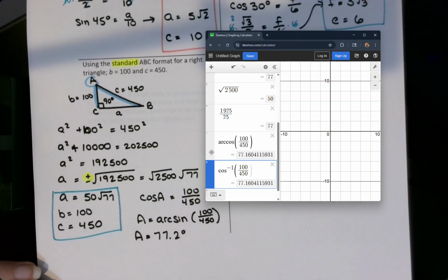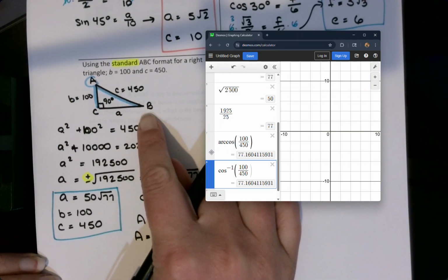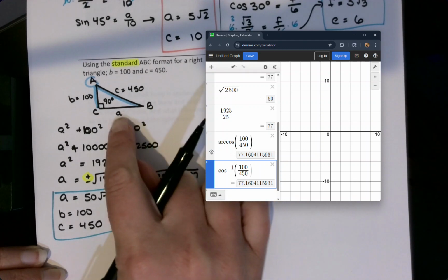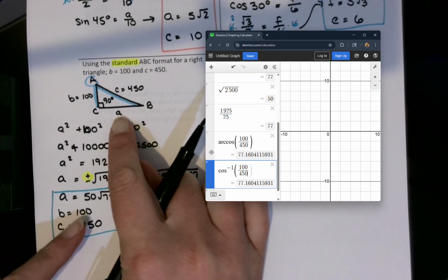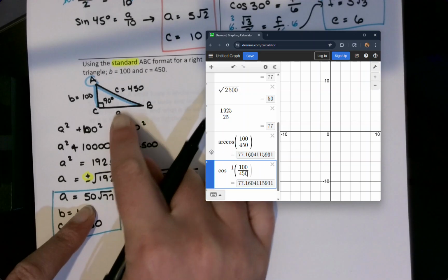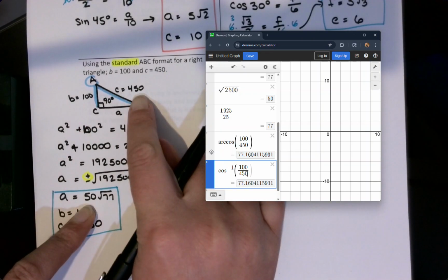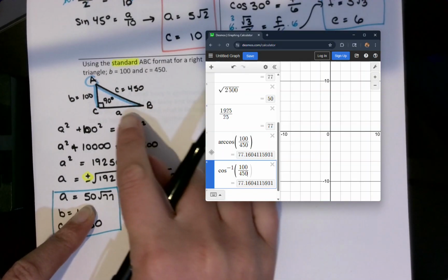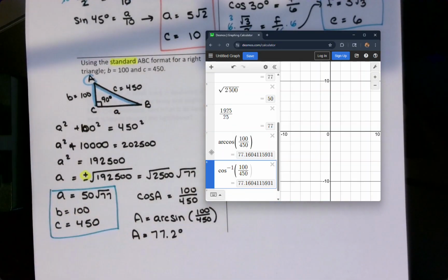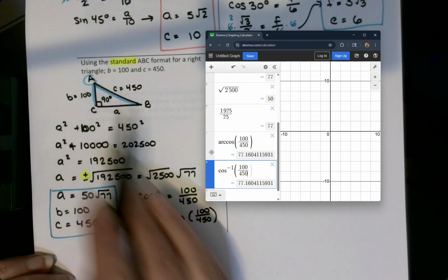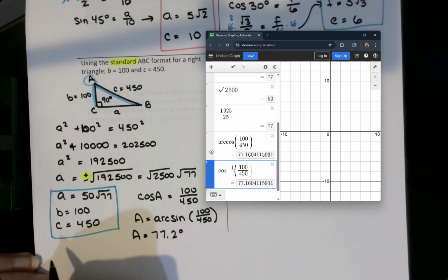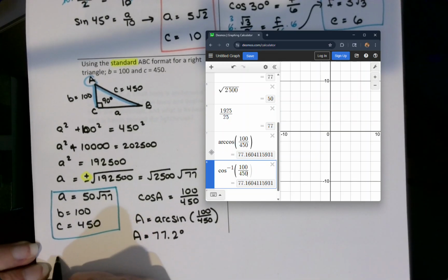Now, for angle B, I could use another trig function, and I could do either the cosine with the side A over the hypotenuse, or the sine with the 100 over 450, or even the tangent with A and B right here. Okay, so I can use any of those things. However, I already know angle A now, so I could also use subtraction. So I'm going to go ahead and use the subtraction to find angle B.